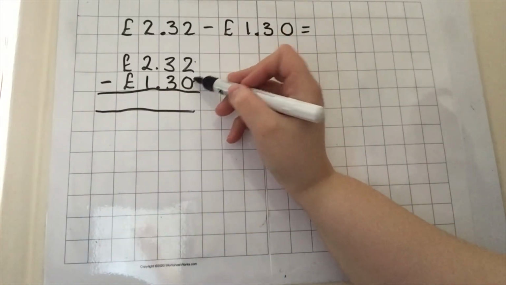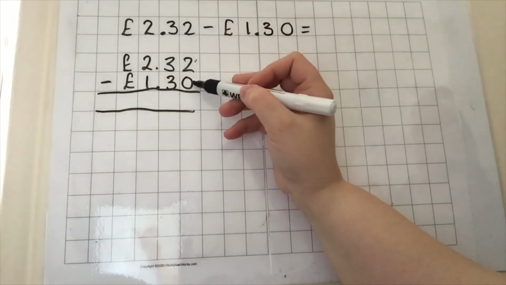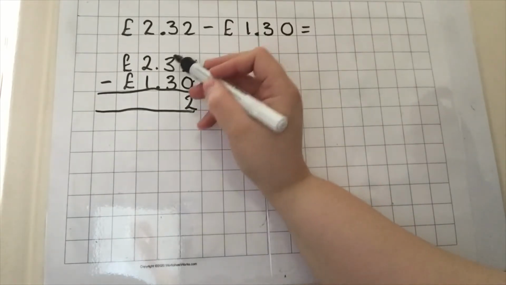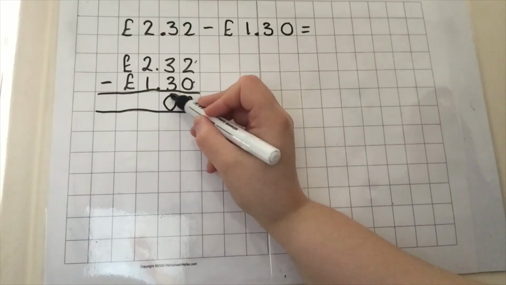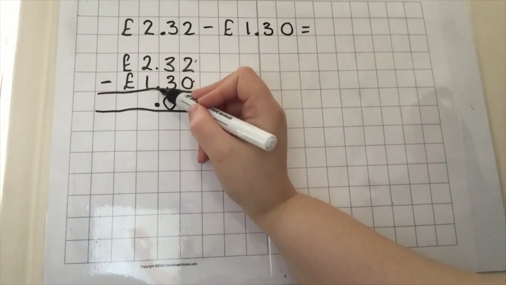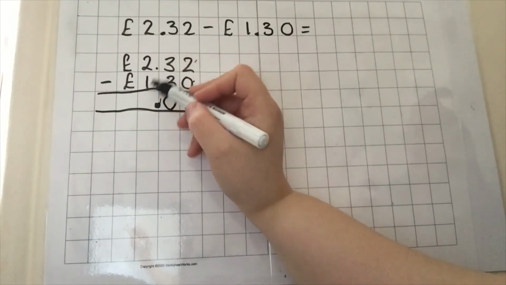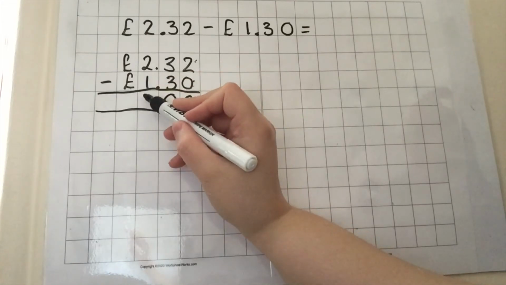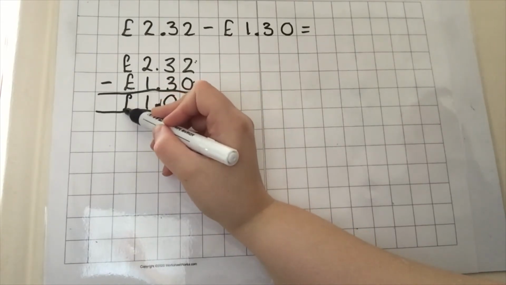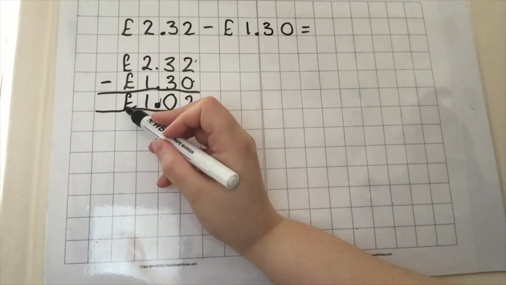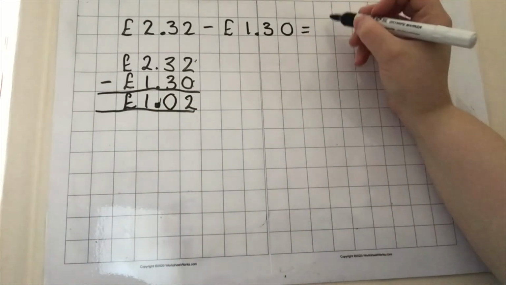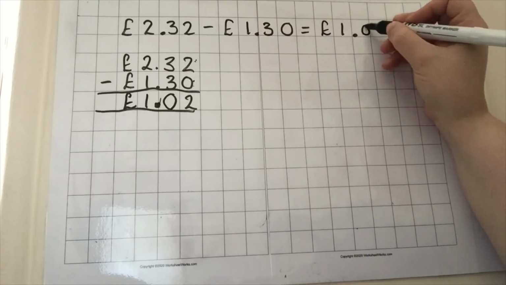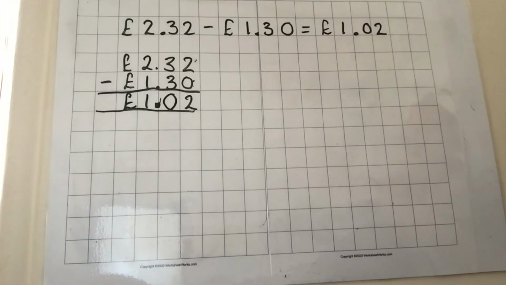So 2 take away 0. Remember, this is what we have. This is what we're taking away. So 2 take away 0 gives us still 2 left. 3 take away 3 gives us 0. We carry that dot down, distinguishing between the pounds and the pennies, remember. 2 take away 1 gives us 1 left over. And we're into the hundreds, so we need our pound sign. So we end up with £1 and 2 pence.